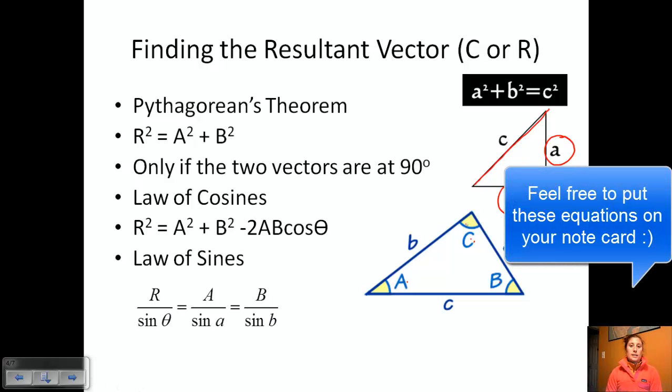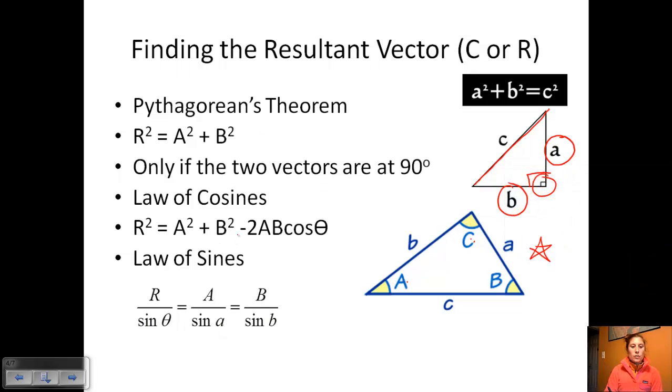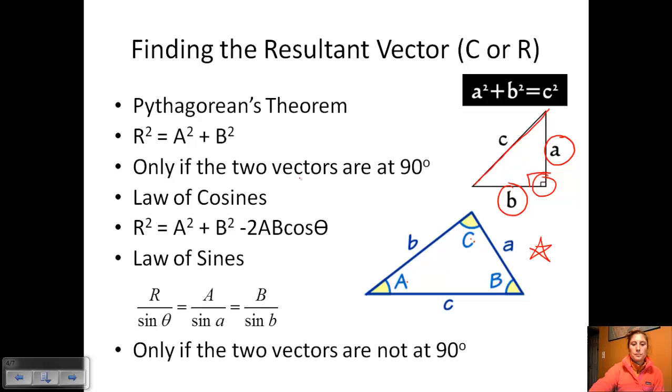The other way that you could add these together is to use the law of sines. For the law of sines, you don't need all that information. It's r over sine of theta equals a over sine of A, which equals b over sine of B. You only need 3 of these pieces of information to solve for the fourth one, instead of all the different sides or angles. Again, we'll do an example of this in class.